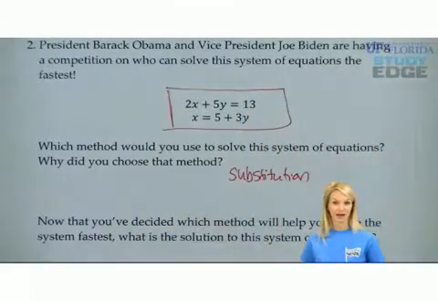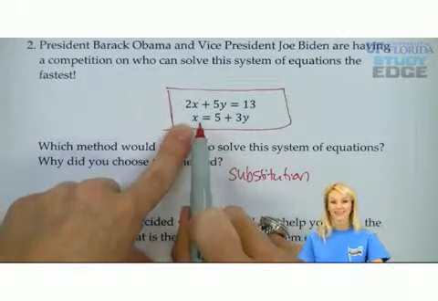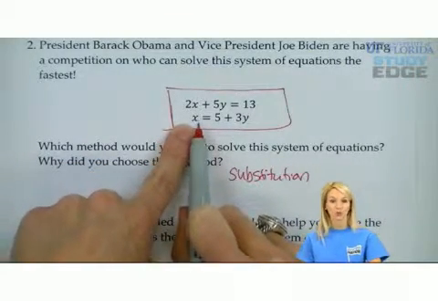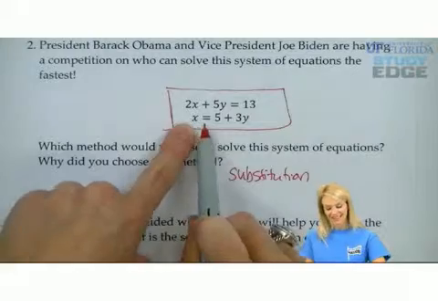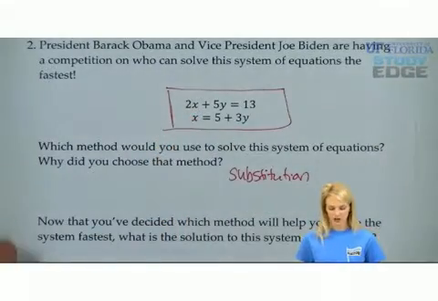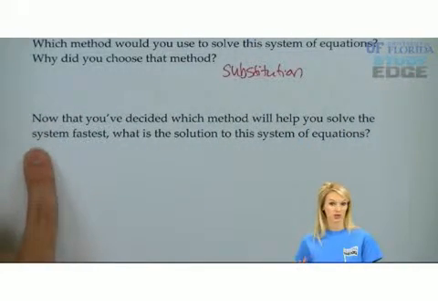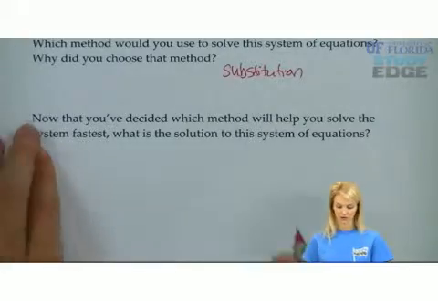I'm choosing this method. Why? I'm choosing it because I already have an equation where x is isolated. I already have an equation with x by itself. I can easily take what x is equal to and substitute it into my other equation. So now that we've decided that we're going to do this problem with substitution, let's figure out the solution.